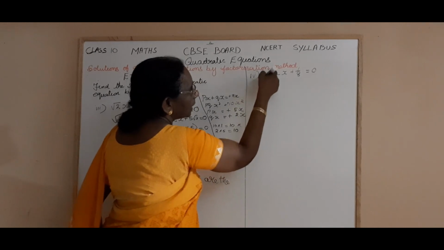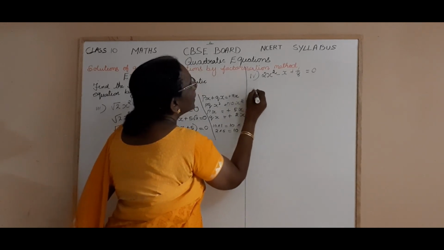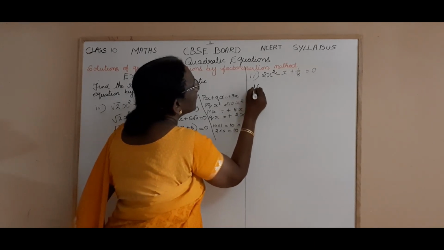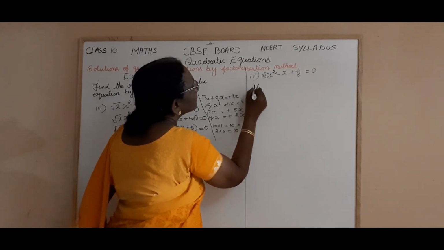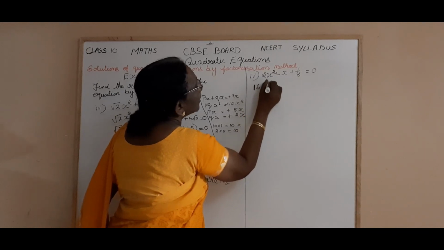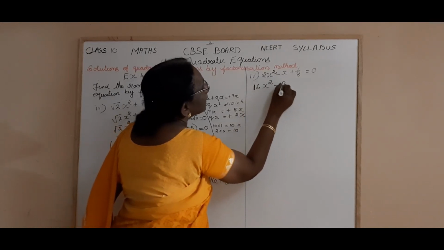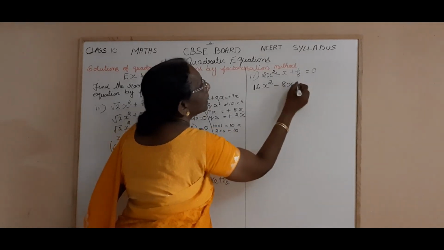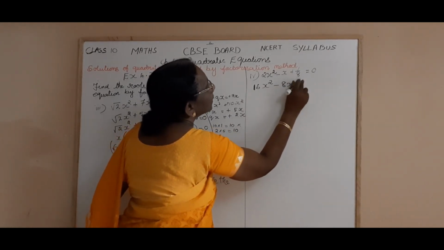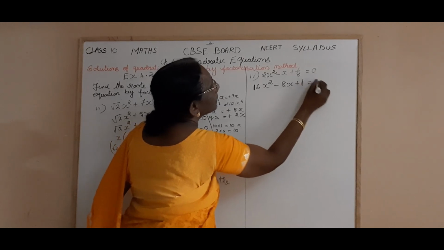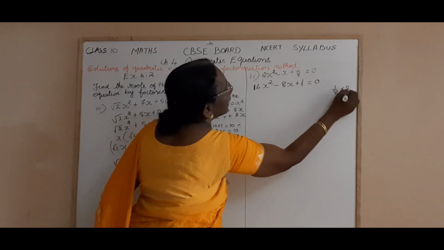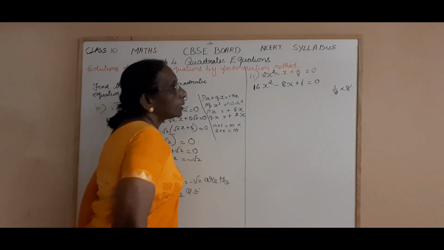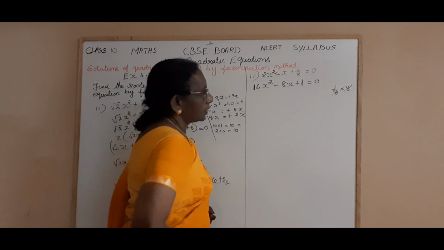If you multiply by 8, 8 twos are what? 16x square minus 8x plus, when you multiply by 8, 8 and 8 will get cancelled. So what will you have? 1 is equal to 0. 1 by 8 into 8, they get cancelled. Isn't it, children? Now, you have to split the middle term.